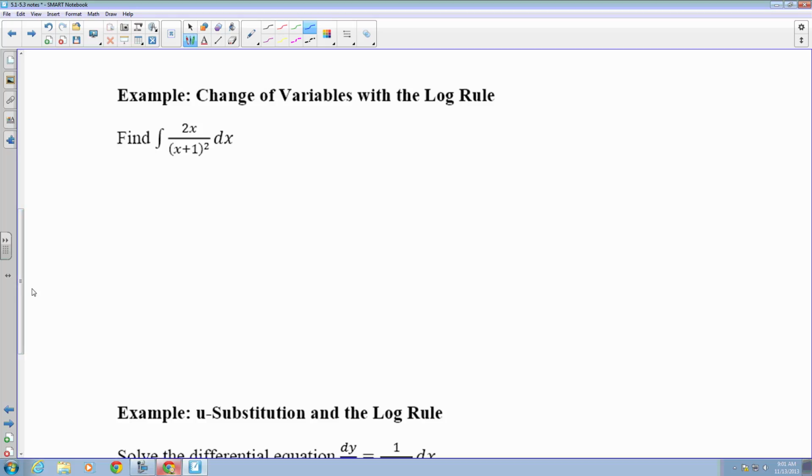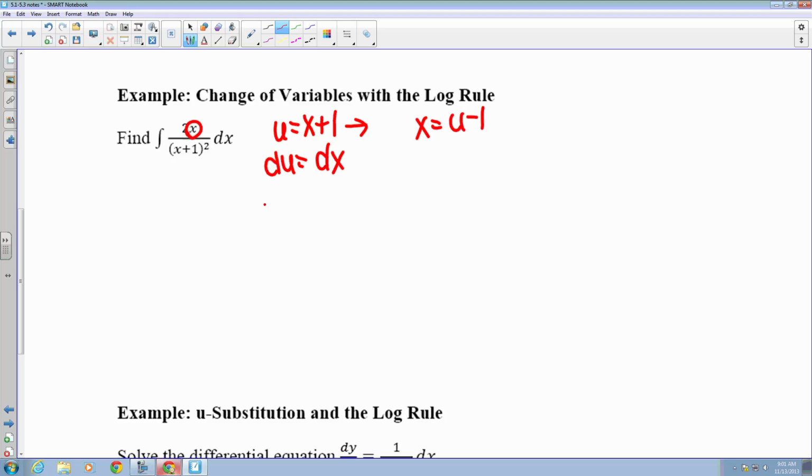Okay, this one. Our u is obviously the bottom, not the whole thing, just the inside. Du is 1. So there's going to be an extra x on the top. So what we're going to have to do is solve the u for x. We're going to plug that back in for the x.